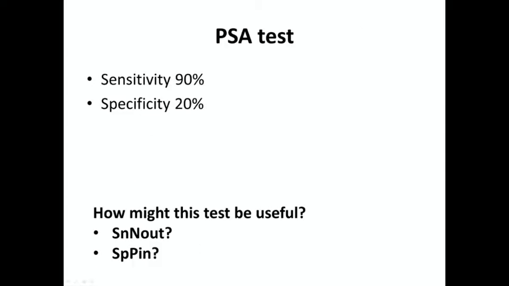Let's go back to our PSA test. The sensitivity of the PSA test is 90% and the specificity is 20%. How might this test be useful using our SNOUT and SPIN mnemonics? Well, obviously this has high sensitivity, so we can use this to rule out prostate cancer, but a positive result really doesn't mean very much, right? That's quite poor. So if you have a negative result, you can feel pretty sure that you don't have disease. If you have a positive result, it doesn't mean that you have prostate cancer.